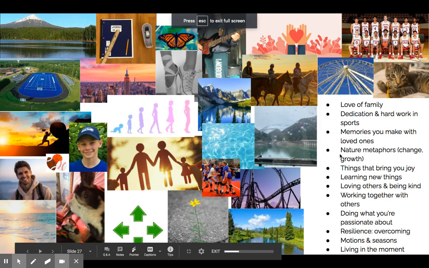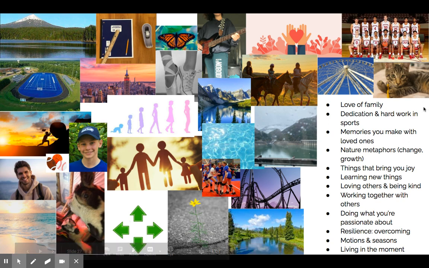So this is a combination of multiple different classes. Again, this is not on your slide, but it is on my copy of it. So these are just a few pictures that I received, and these are some ideas that people came up with. So what does life mean to you? What does it look like? What does it represent? The love of family was very important for a lot of people. I had lots of students mention being able to be dedicated and work hard, specifically in sports.